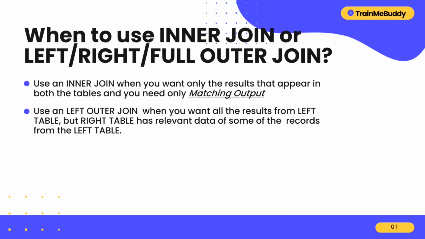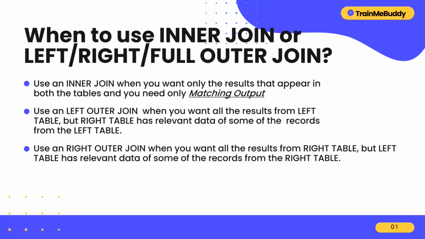Use a left outer join when you want to have the result from left table but right table has the relevant data for some of the records from the left table. For example, if you have a requirement in your project to create a report to get sales transaction with optional customer information as available, then you need to use left outer join between sales and customer table to get the required result set.